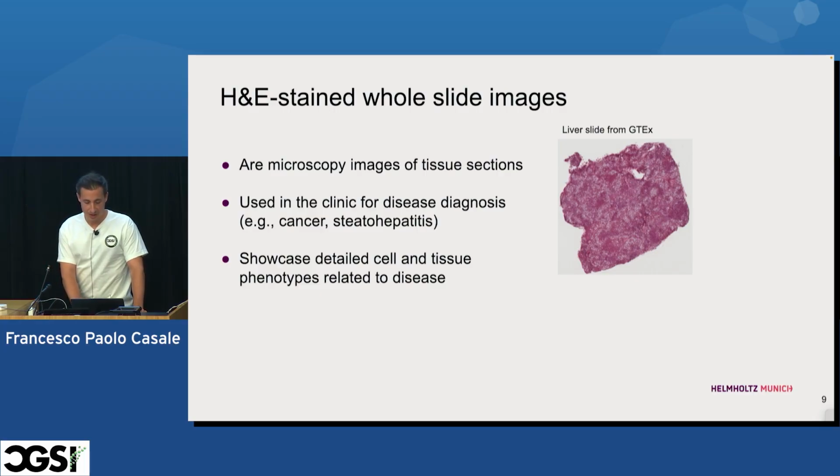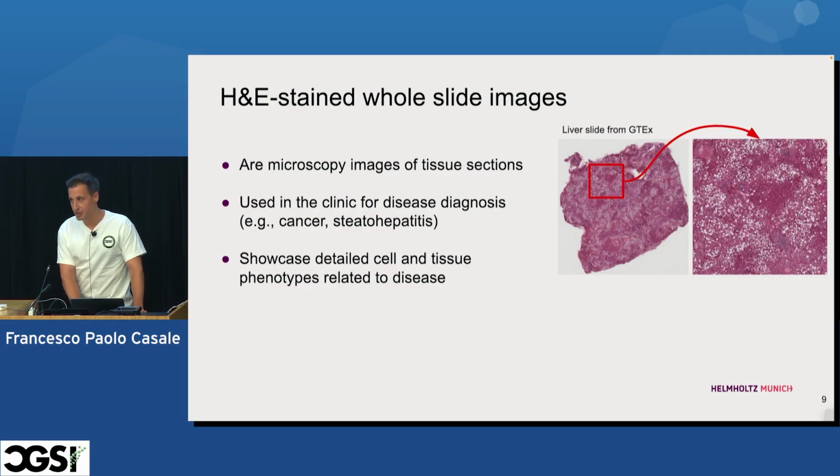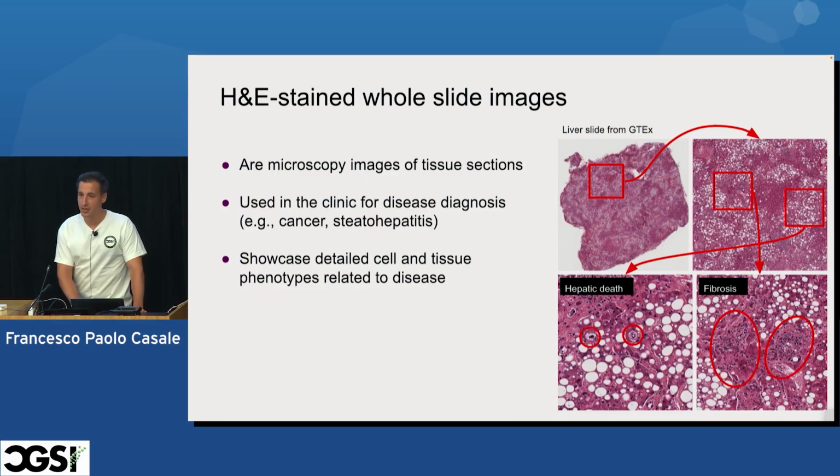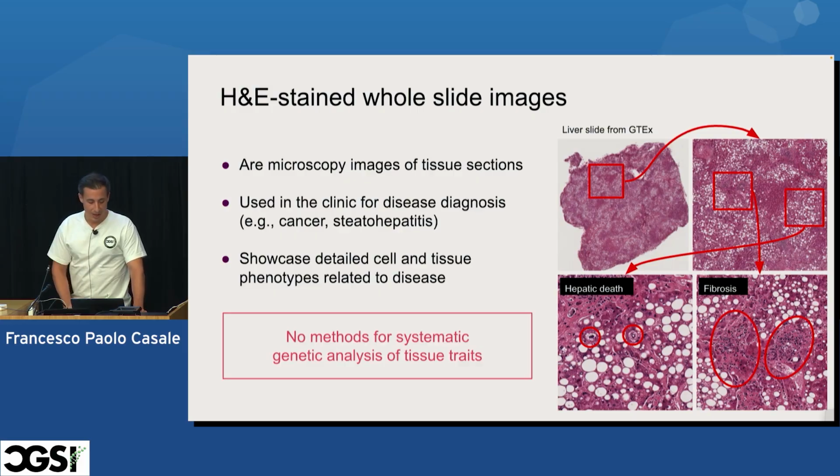They contain millions of pixels, but if you zoom into the images and you zoom again, then you can start seeing some interesting disease-related phenotypes. Like here on the left, we see hepatocyte death. We see hepatocytes dying. On the right, we see the presence of connective tissue in the liver. And these are two phenotypes associated with chronic liver inflammation. Despite this richness, though, at the moment, there is no method that enables a systematic genetic analysis of these traits.